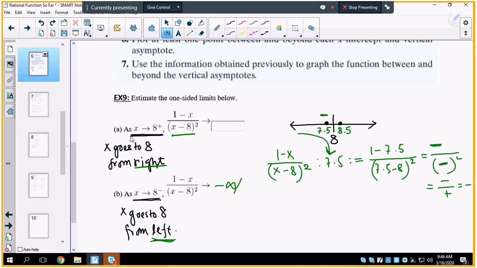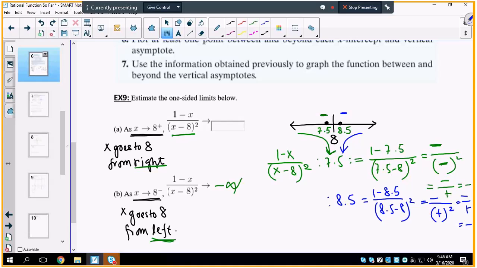For the right hand side, I pretty much do the same work, except this time I put in 8.5 for my x. So I get 1 minus 8.5 on the top, 8.5 minus 8 on the bottom, and then I square it. The top is still a negative number, so negative on top. The bottom is positive, and squaring it doesn't change anything, so I still get negative over positive, which essentially is a negative number. So this is also negative. And what I know is that the graph will fall down without any bound towards the maximum negativity.